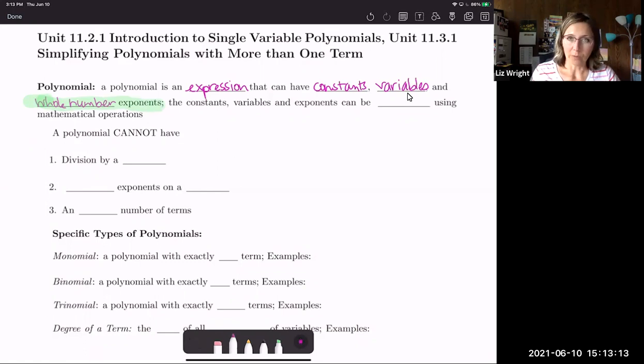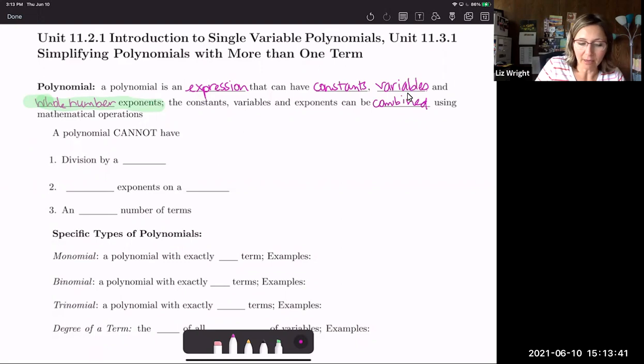So remember, what is a whole number? A whole number is zero, or it's any positive number, any positive whole number, right? So it's like your natural numbers, your counting numbers. So that means no negatives, no fractions. The constants, variables, and exponents can be combined using mathematical operations.